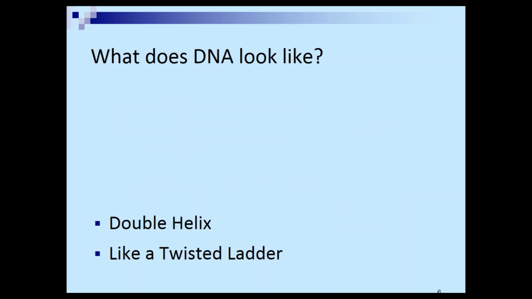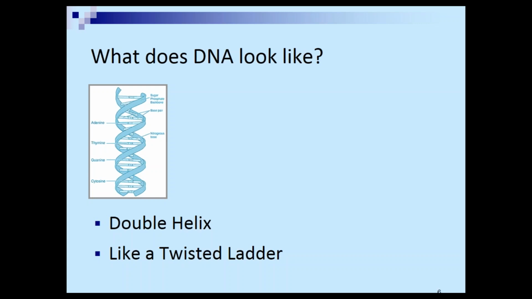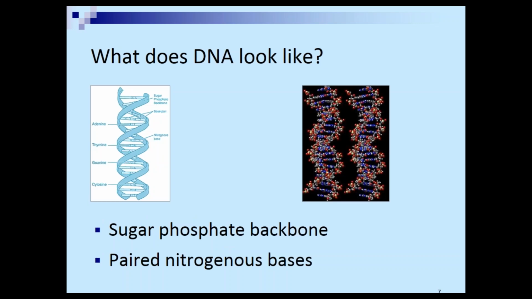The fact that we all look different implies that our DNA is different, because our DNA is what controls what our body makes, how our body grows, and what our body looks like. All right. What does DNA look like? Well, you may have heard these terms: double helix, twisted ladder. Here's a couple different diagrams.